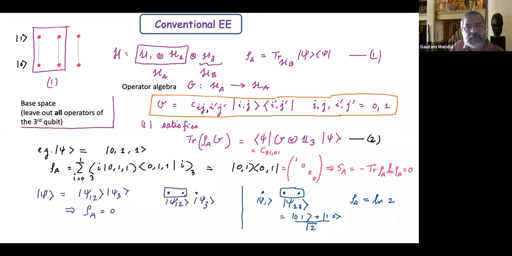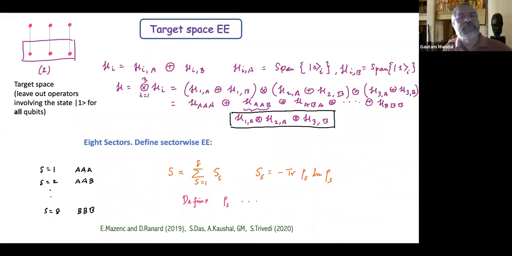And now let me go to the target space entanglement. So the system is the same. It is a 3-qubit system. So now let's do it a little more slowly. Every Hilbert space of the ith qubit is a direct sum of A and B, where A in this case will represent the ground state of the qubit, the state 0.